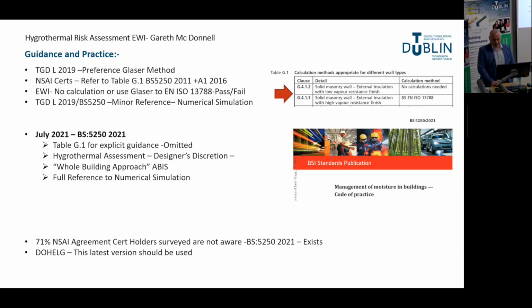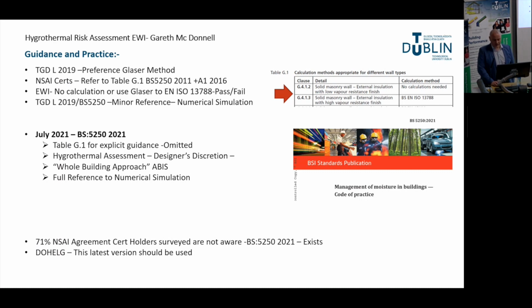There is hope. In July 2021, the updated guidance BS 5250:2021 was published. The explicit guidance in the 2016 version of that standard, as indicated in Table G1 here at the top, states that Glaser or no assessment for EWI is necessary. This is now being replaced with a recommendation for hydrothermal risk assessment to be undertaken via a whole building approach, taking into account as-built in-service conditions.